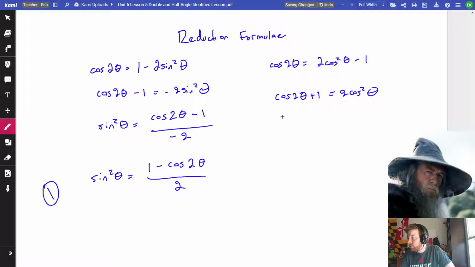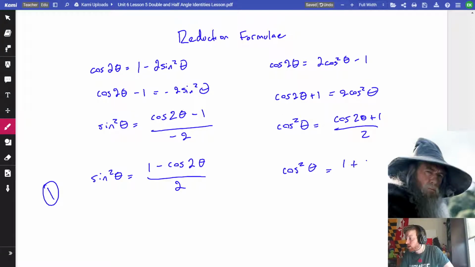Divide by 2. Cosine squared theta is equal to cosine 2 theta plus 1 divided by 2. And then I'm going to go one step further. I am going to make it look like my 1 on the left. I'm going to move the 1 to the left. That's all I'm doing. Sine squared theta is equal to 1 minus cosine 2 theta over 2, and cosine squared theta is equal to 1 plus cosine 2 theta over 2. All right, that is our second reduction formula.